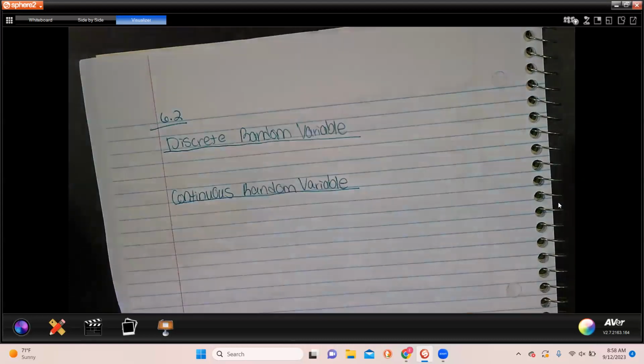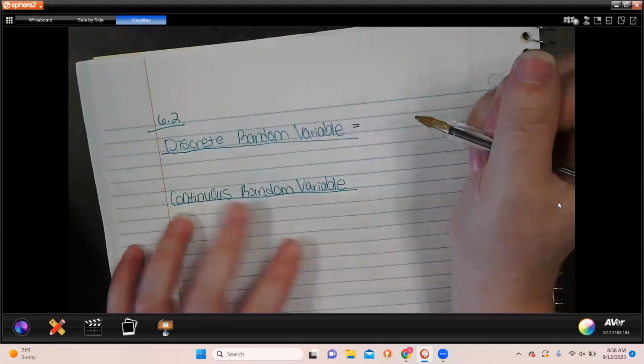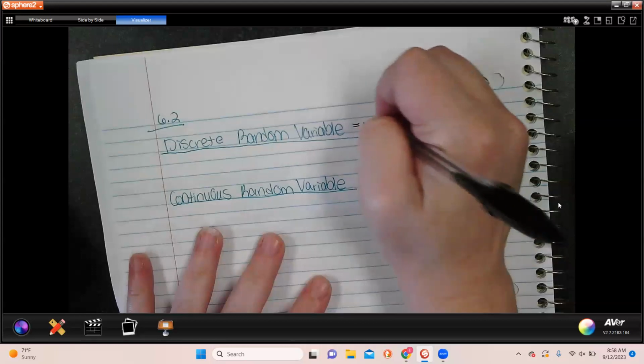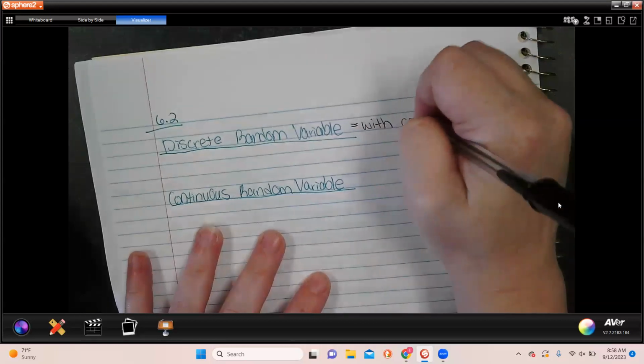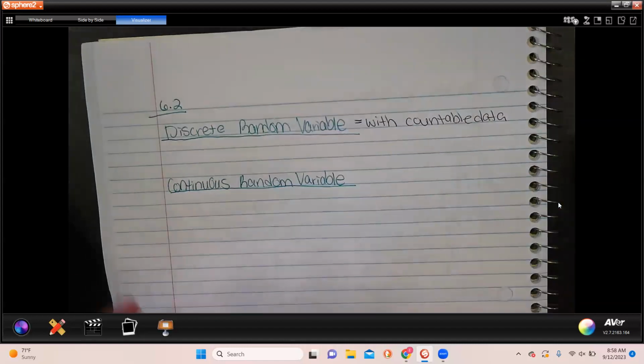Okay, so we have discrete and continuous random variables, because this one is all about random variables just in general. When I have discrete and continuous, I have to be able to tell which one is which. The word discrete means separate. It means that they are truly separated. So discrete random variables are random variables with countable data. What I mean by that is something that is literally counted: 0, 1, 2, 3, 4, 5.